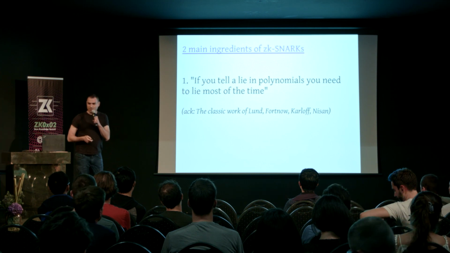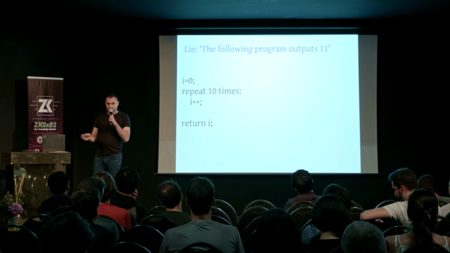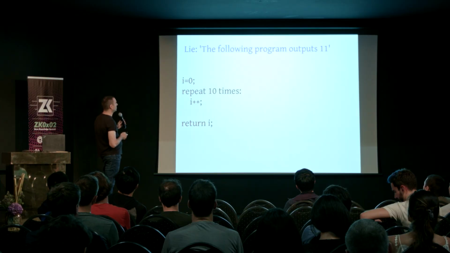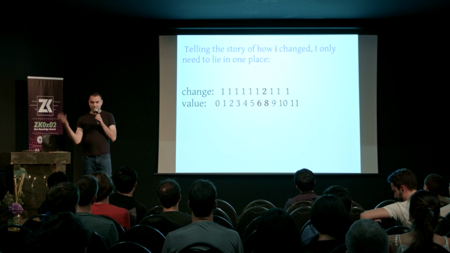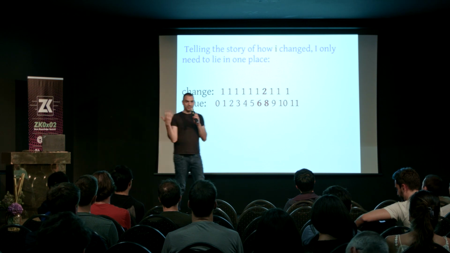Let's give a concrete example of what I mean by this. Say, for example, the lie you wanted to tell was about this program here that starts I from 0, and 10 times we increase I by 1. I want to tell you the lie that this program outputs 11. So I want to tell you the story of how this program ends up outputting 11. I tell you the story of its execution.